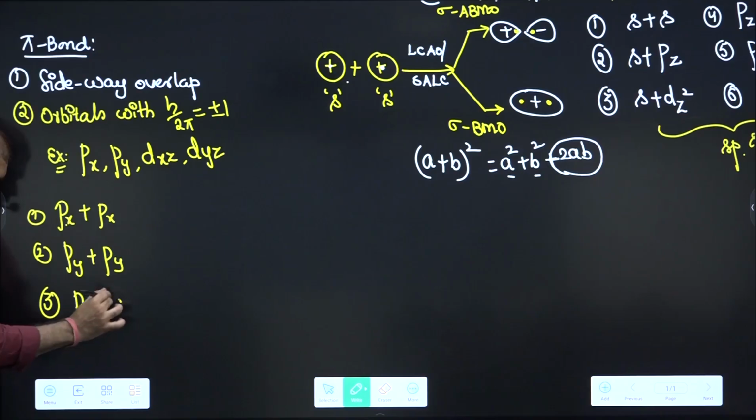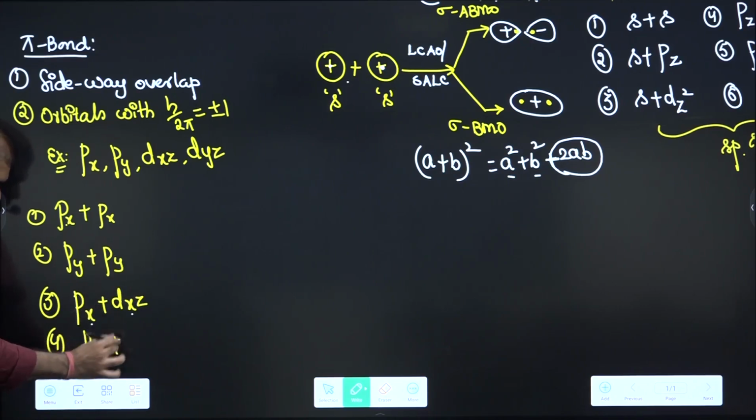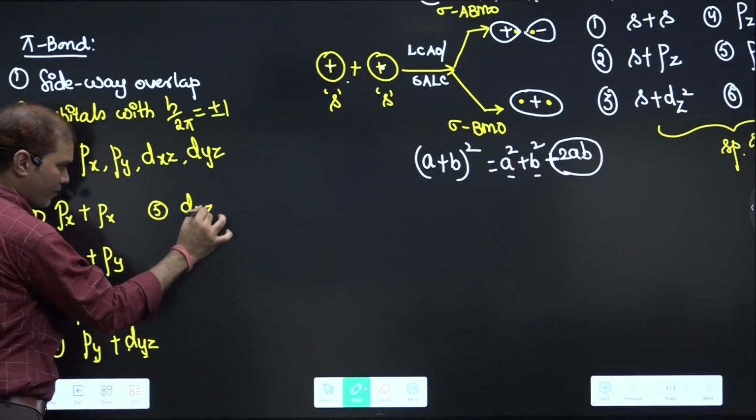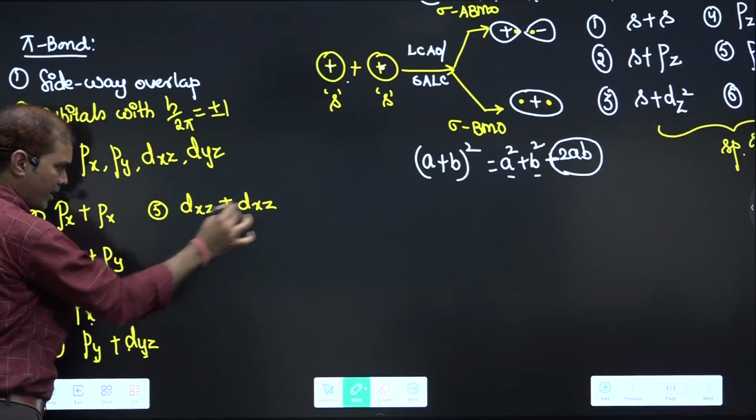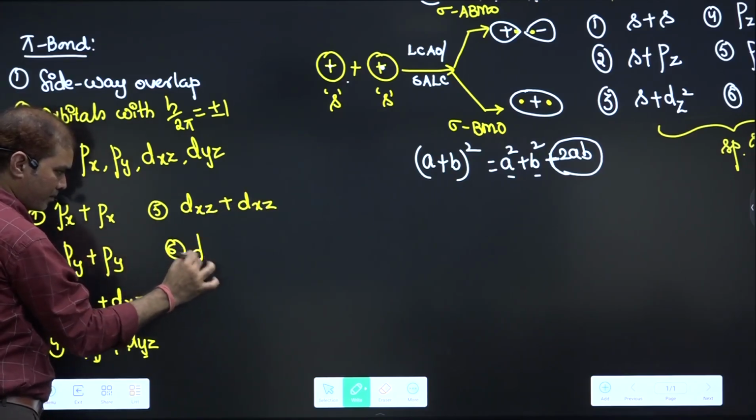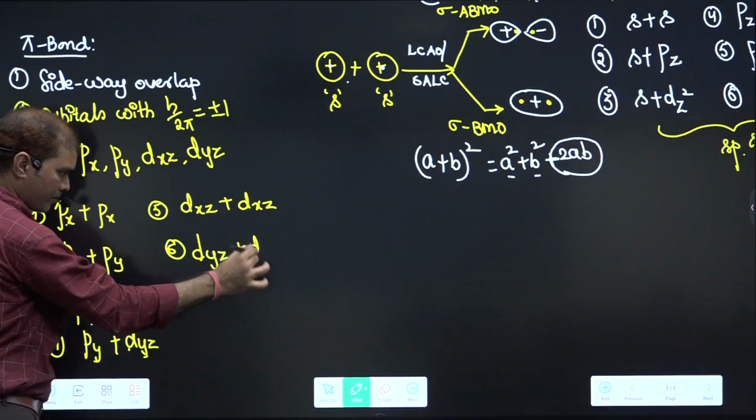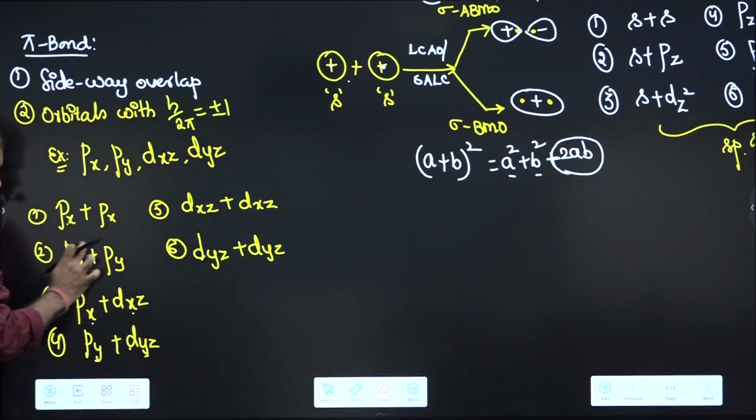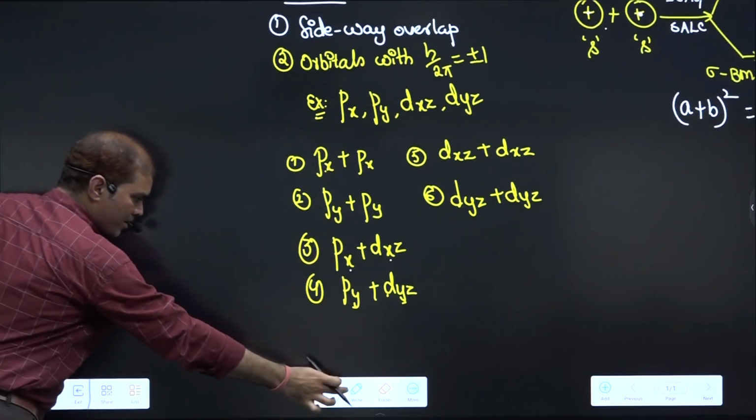Px can combine with dxz. X and x common. Py can combine with dyz. Y and y common. Dxz can combine with dxz. And dyz can combine with dyz. Only these are the possibilities.